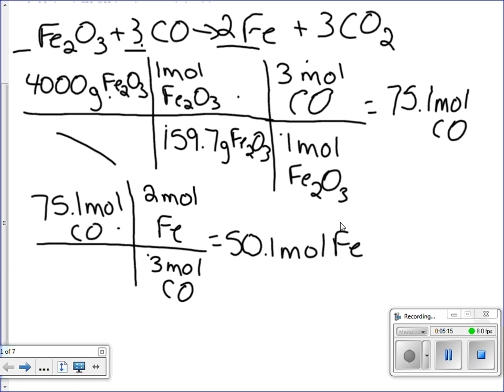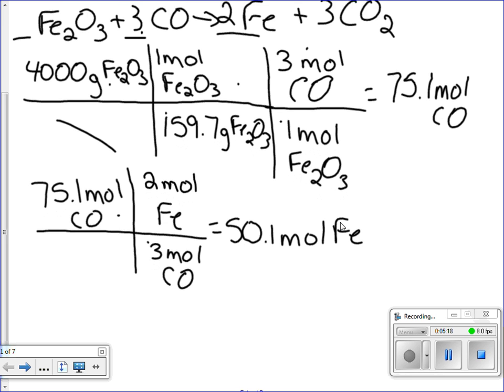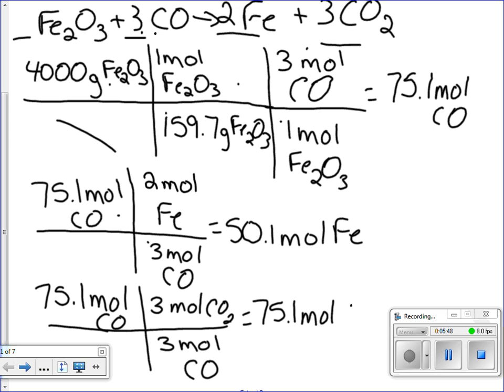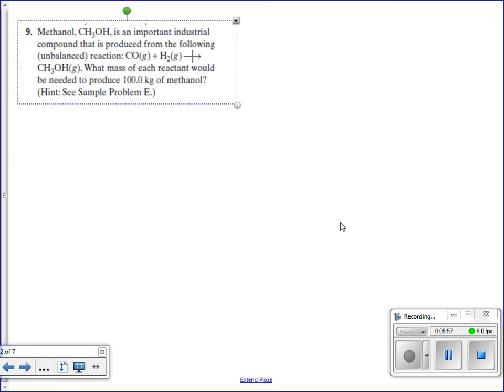And then our other product is carbon dioxide. So again, I'm still going to start with my 75.1 moles of carbon monoxide. For every 3 moles of carbon monoxide, I get 3 moles of carbon dioxide. My 3's cancel out, so I end up with the same value, just different units. All right, so that's everything for number 8. Let's look at number 9.